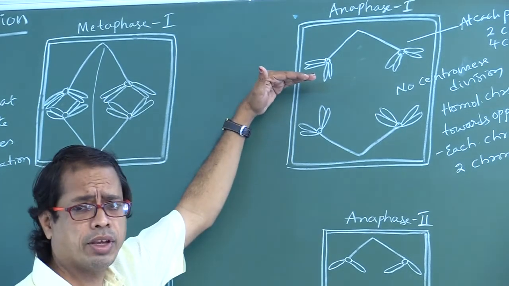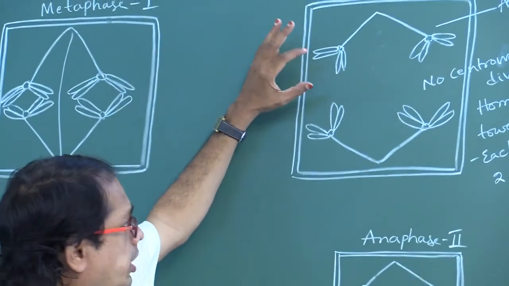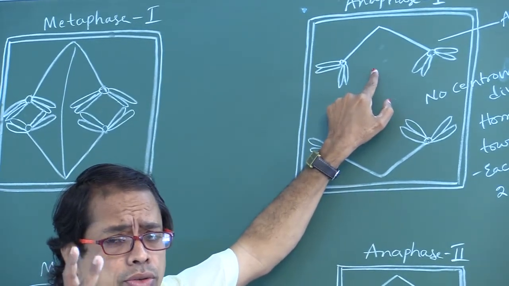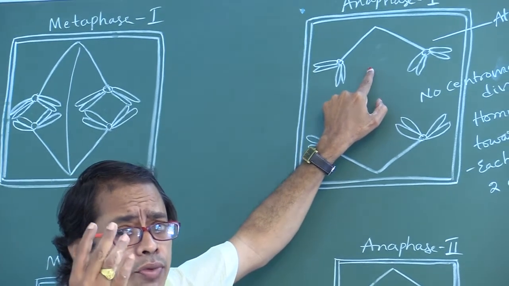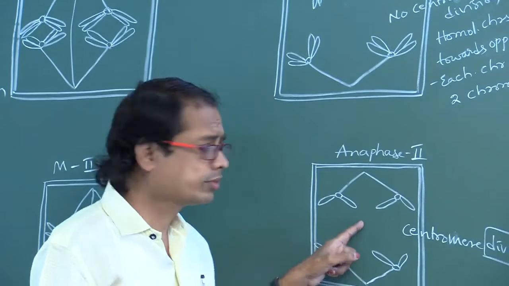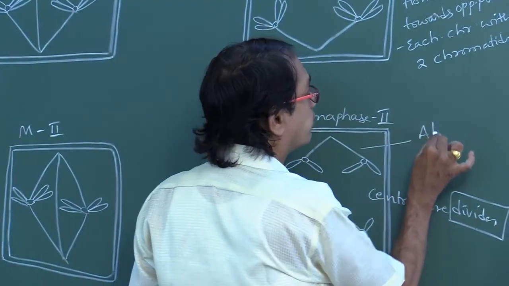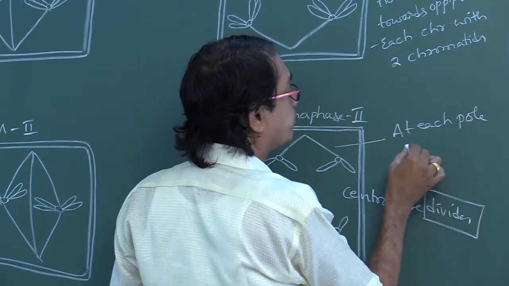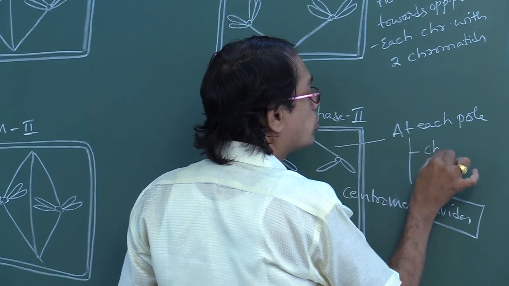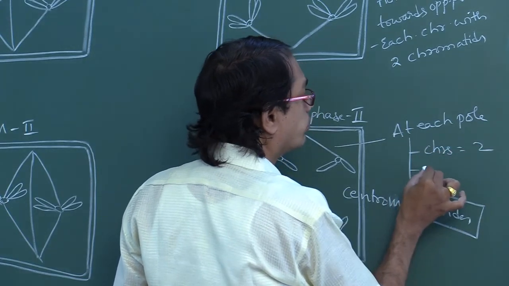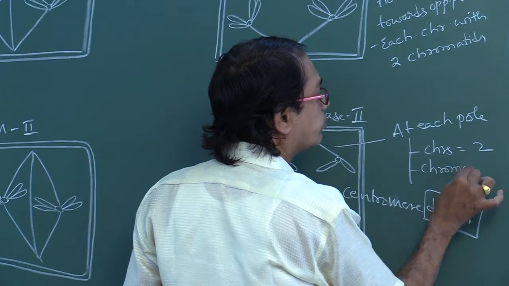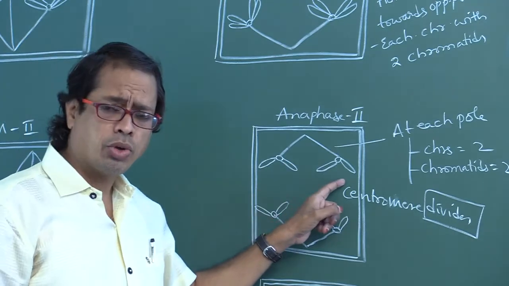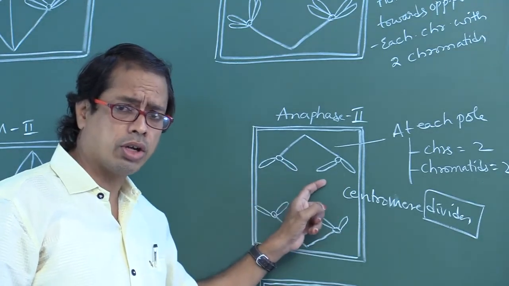Again I am repeating, my dear students. In anaphase 1, at each pole the number of chromosomes is 2 and the number of chromatids is 4. In anaphase 2, at each pole the number of chromosomes is 2 and the number of chromatids is 2.